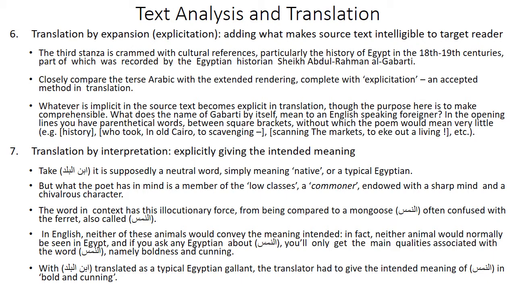نبص على ابن البلد. هنا ابن البلد بقى مش explicitation هي interpretation. ابن البلد تورية. هل ابن البلد مقصود بيها a neutral word simply meaning the native or typical Egyptian؟ هل هي مجرد كلمة يعني ابن البلد يعني مواطن native مش حد غريب مش حد أجنبي يعني؟ ولا كان the poet has in mind a member of the low classes, a commoner, endowed with sharp mind and chivalrous character. ولا الراجل الجدع الشهم. هو ده ال connotations of the word ابن البلد.